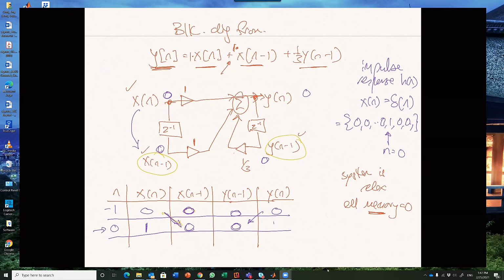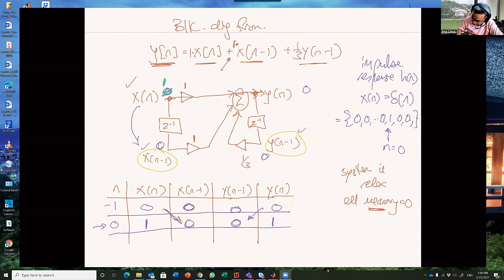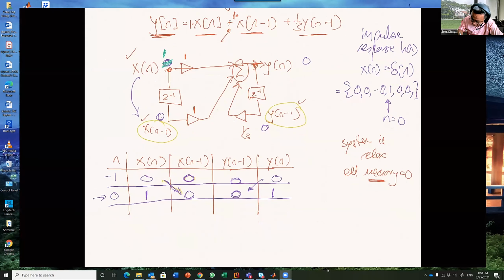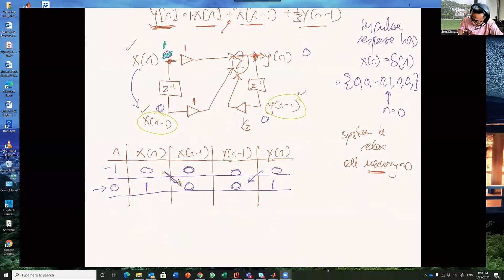Correct. Our input is 1, and then 1 multiplied by 1 goes to the output. All right. What about time 1? Now our friend the 1 will flow here, right? X of n goes to here. What about here? Here will flow here, 1. This guy will be 0 now.